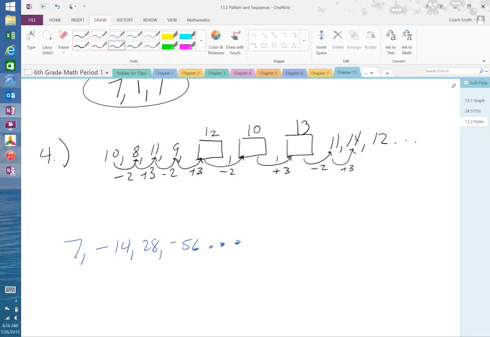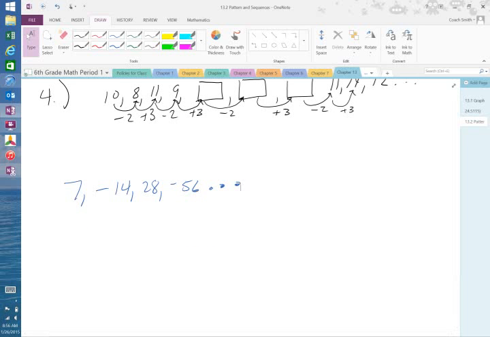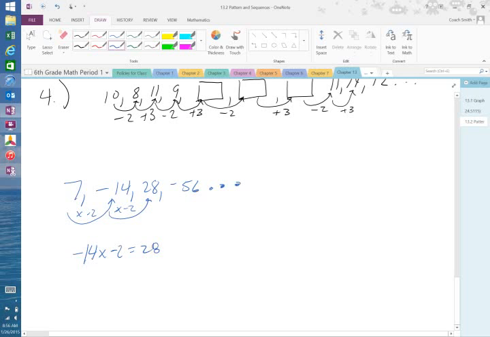Yeah, multiply, okay. We multiply by negative 2. Yes. We can multiply by negative 2. 7 times negative 2 would be negative 14. Negative 14 times negative 2. So I take negative 14 times negative 2. That would give me a positive 28. Okay, if I take 28 and multiply by negative 2, that gives me the next number, negative 56.